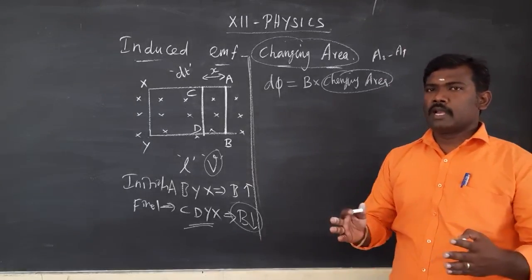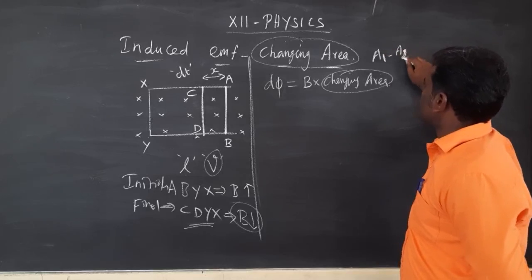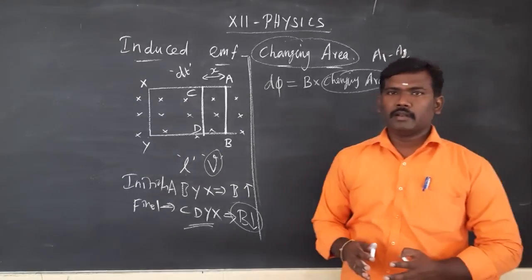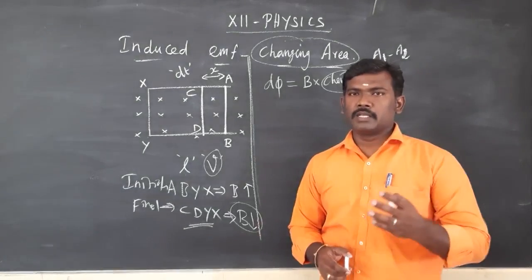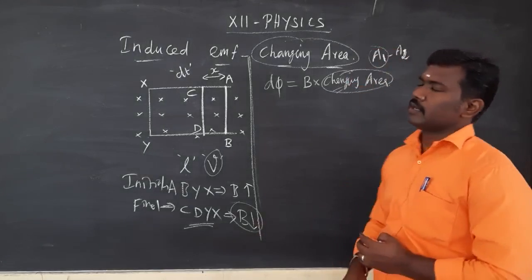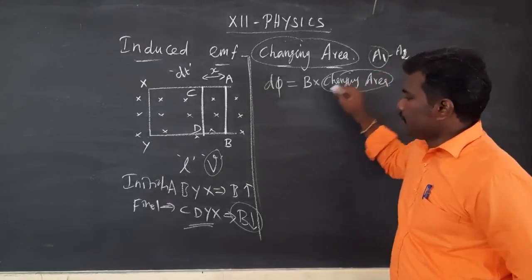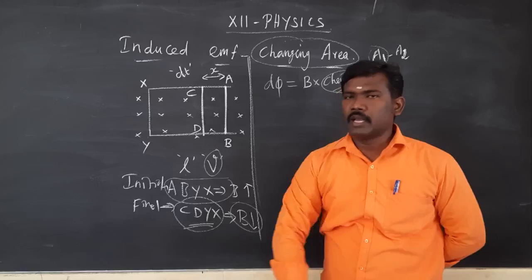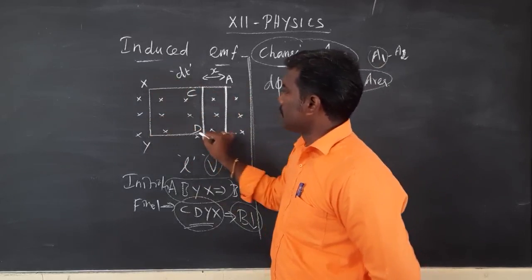Here the initial value is larger, so we can take it as initial minus final. The change in area is the difference between the final and initial area. Since it is a change in area, we use only the magnitude. Here we have a larger area in the initial case and a much smaller area in the final case, so the smaller area is subtracted from the larger area.